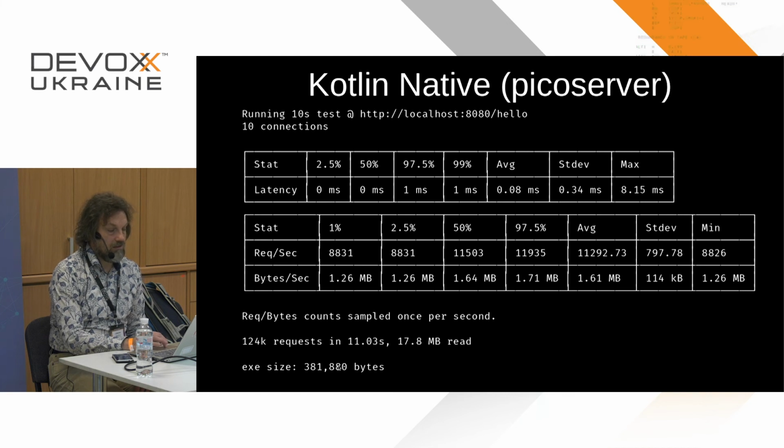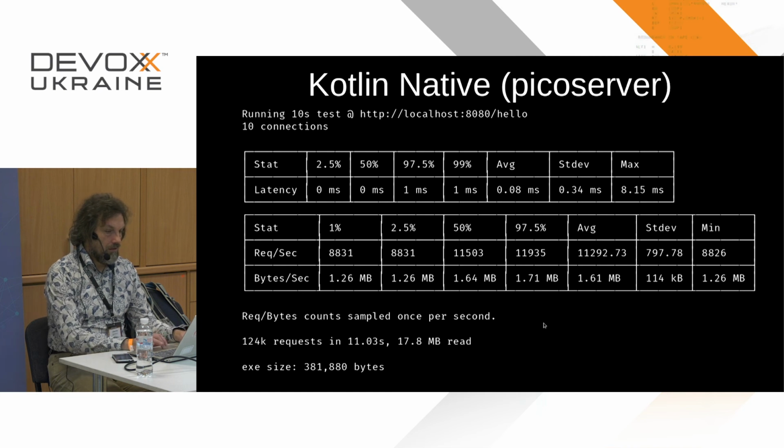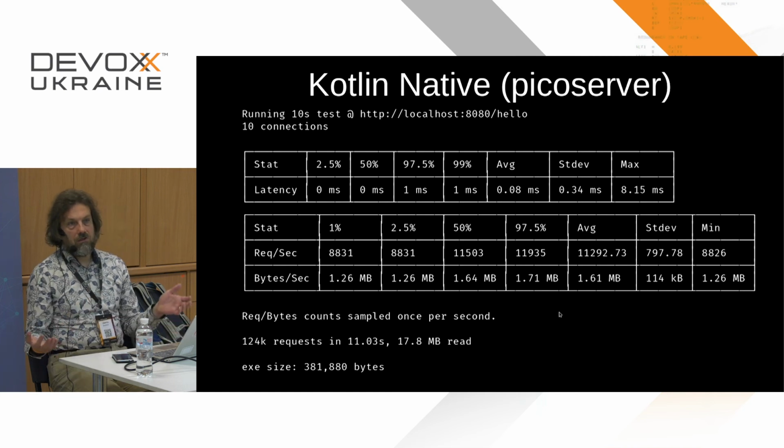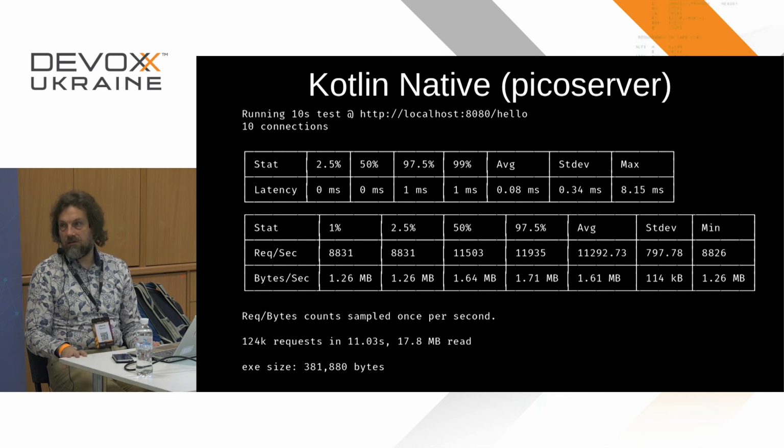But the nice thing is that the executable is very, very small. And also, compared to C, using Kotlin native makes it very nice, the code is very nice, it's memory safe, you don't lose pointers.